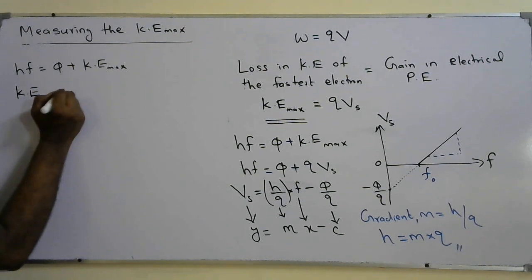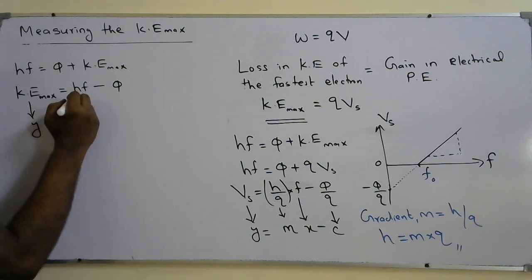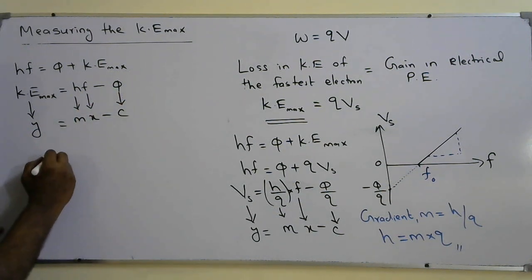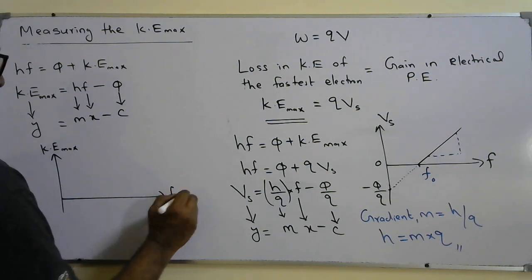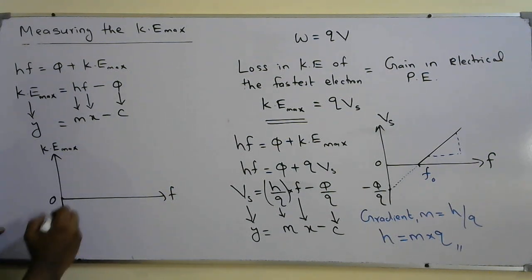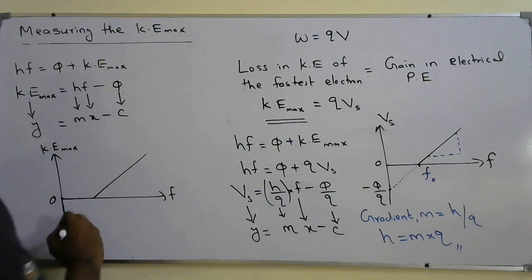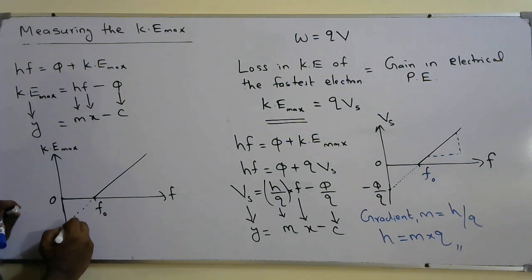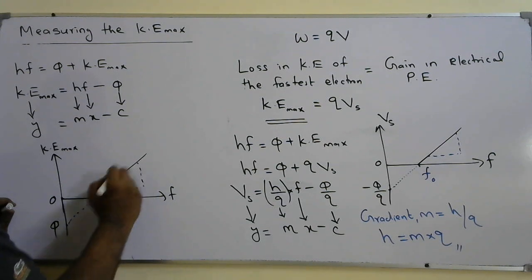KE max is equal to hf minus phi. So y-axis equals, h is a constant m, frequency is the independent variable x, minus c. If you plot a graph of maximum kinetic energy against frequency, here also you will get the same shape of graph. That's going to be y equals mx minus c. Where it cuts the x-axis is the threshold frequency. Extrapolate, where it cuts the y-axis is the work function directly. The gradient gives h.